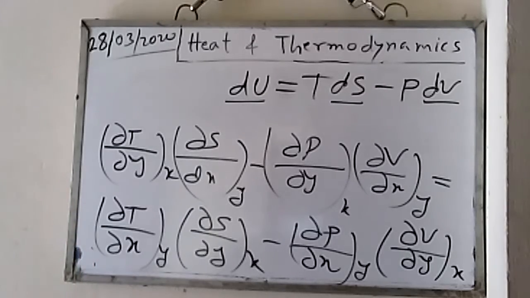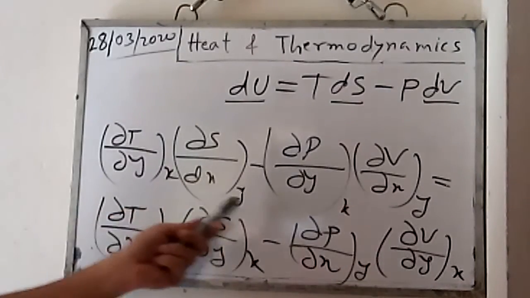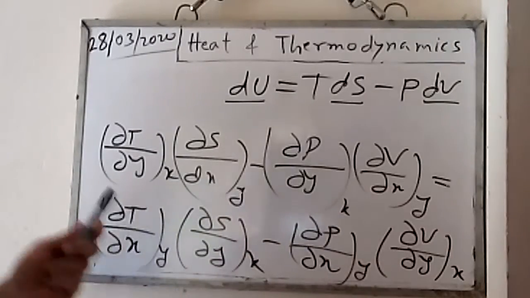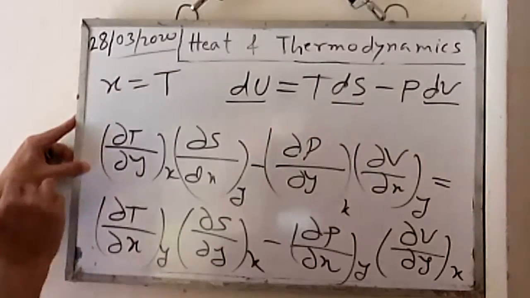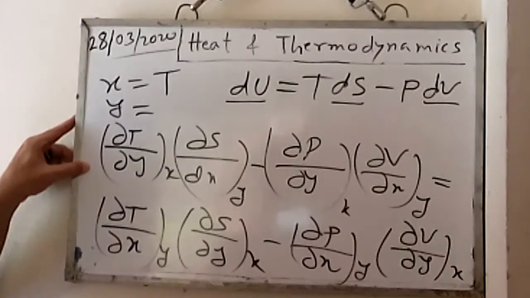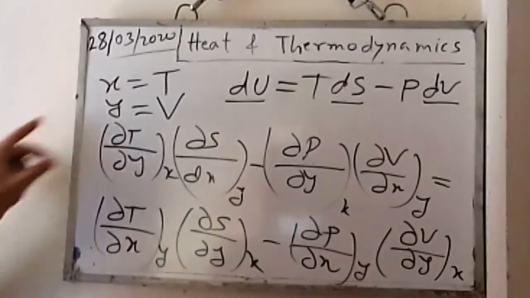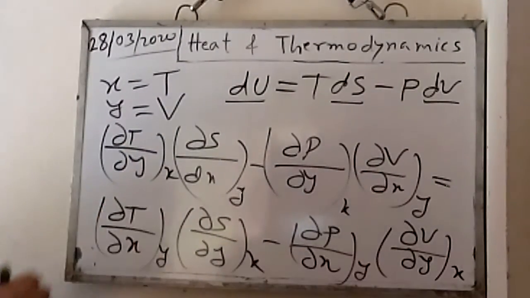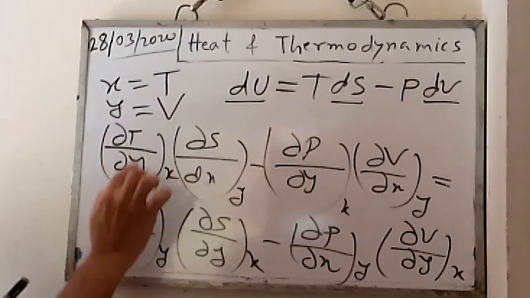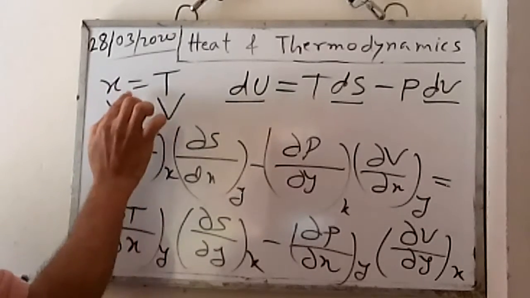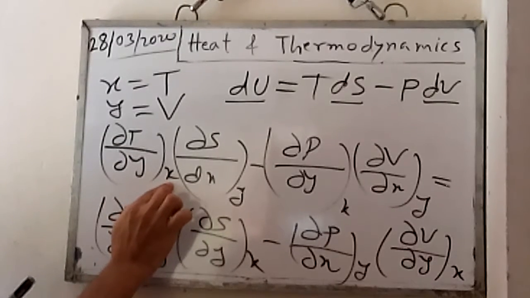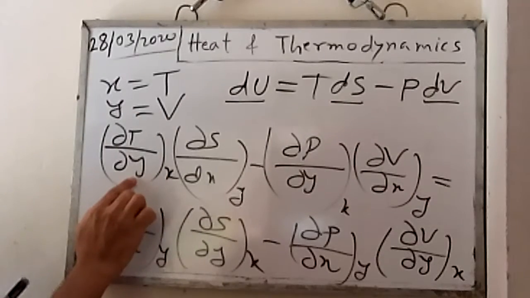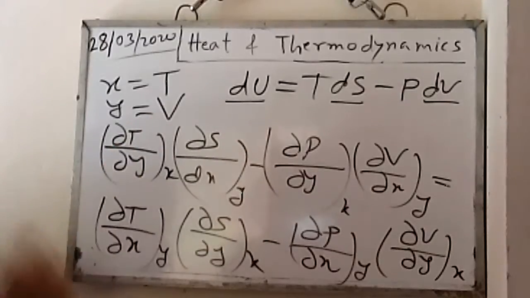For the first relation, x should be temperature T and y should be volume V. Now just put the T and V instead of x and y. Instead of x you have to put T, and instead of y you have to put V, volume.